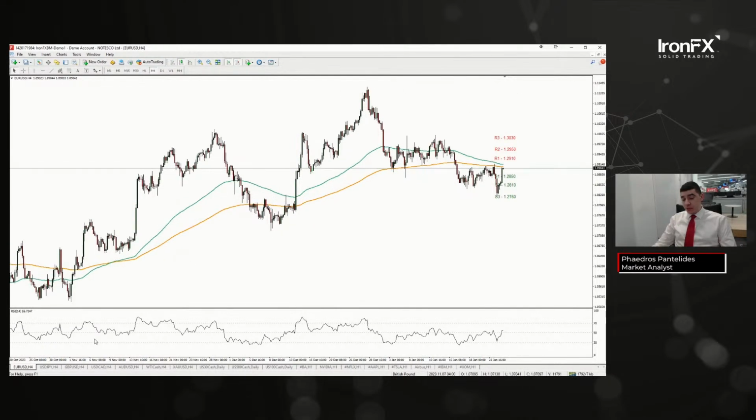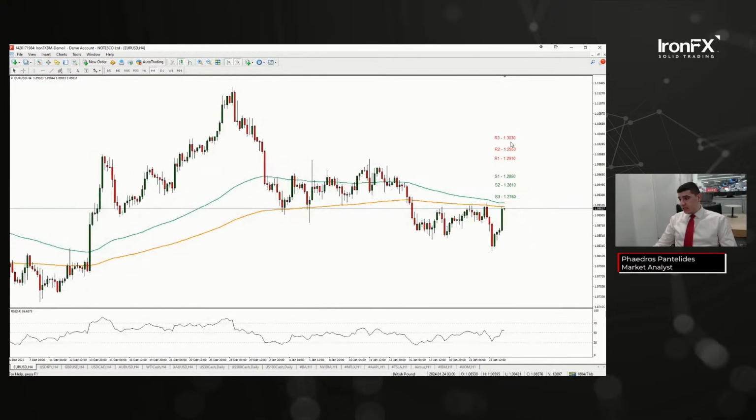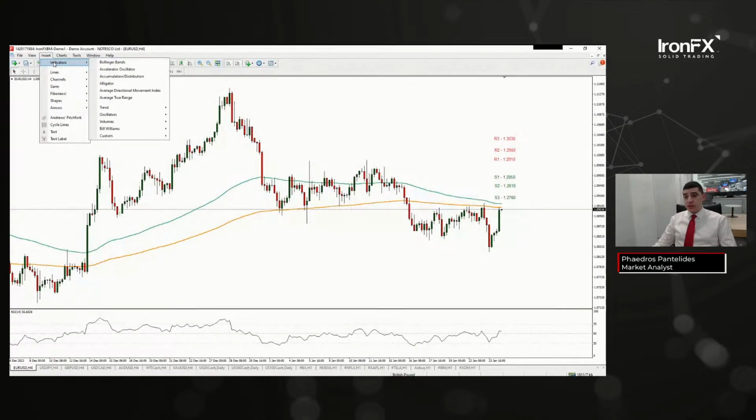We're going to be starting off with the euro against the US dollar. So let's zoom in. We are now on the 4 hour time frame. We have our text labels to the right. Let's add an indicator. Let's add the Bollinger Bands.